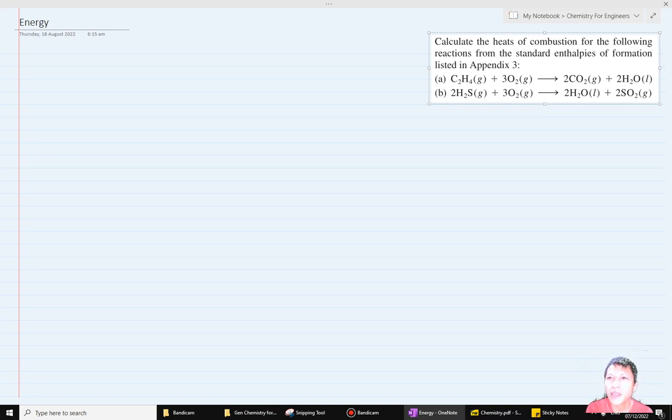Okay, we have a problem here. Calculate the heats of combustion for the following reactions from the standard enthalpies of formation listed in Appendix 3.